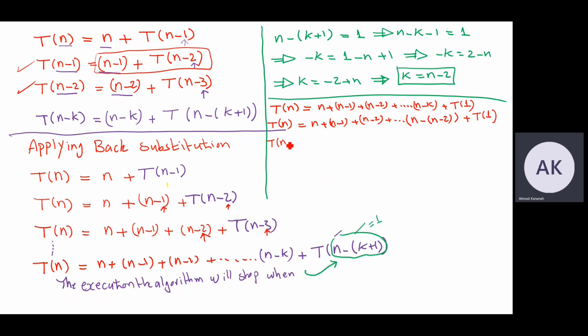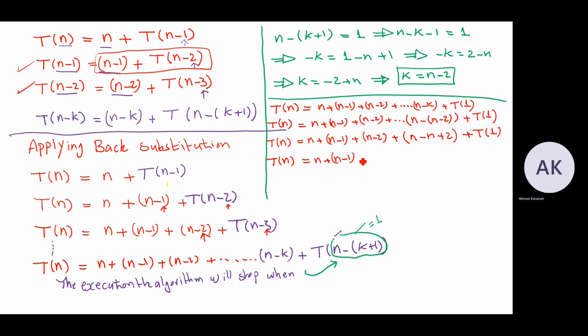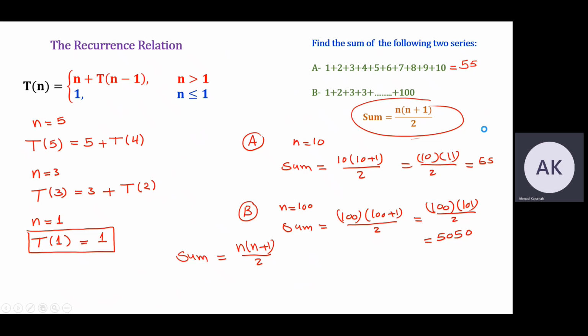So T of n equals what now? n again plus n minus 1 plus n minus 2 plus, you know, n minus n, sorry, minus n plus 2, plus T of 1. Now the time required equals n plus n minus 1 plus n minus 2 plus, n cancels with n, plus 2. Now what's the T of 1? If you remember, T of 1 equals 1.